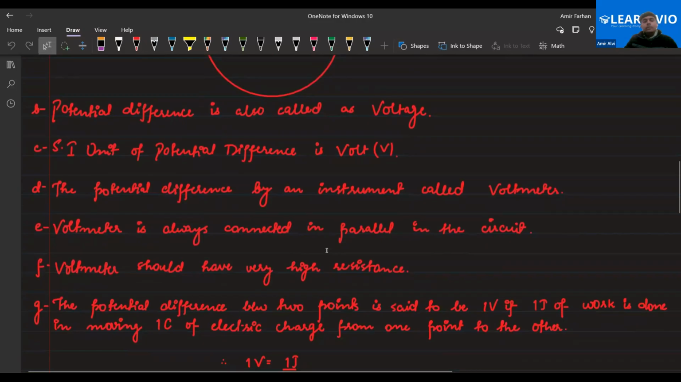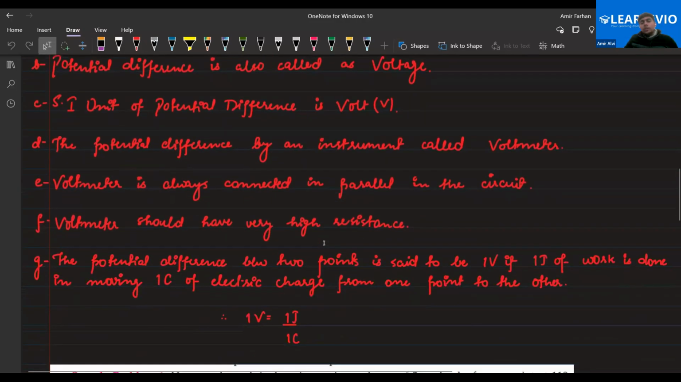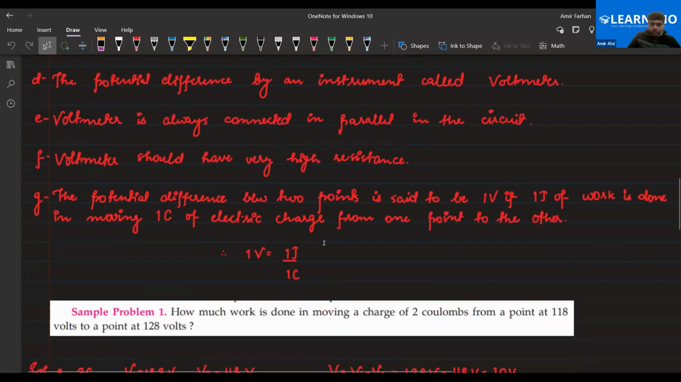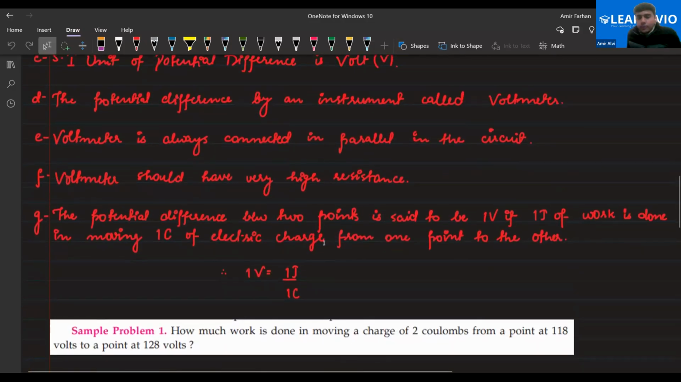If we talk about the definition of 1 volt, what does it mean? The potential difference between two points is said to be 1 volt if 1 joule of work is done in moving 1 coulomb of charge from one point to another. Now calculate this and tell me the answer. If two electric potentials are given, how do you calculate the potential difference and then the work done?